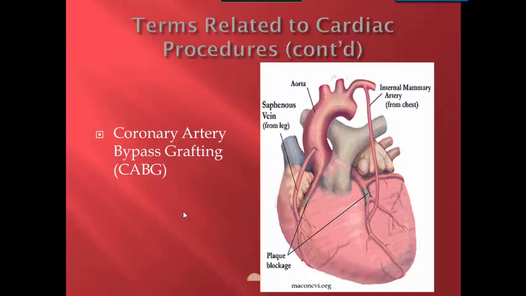Coronary artery bypass grafting: if you have blockages in your heart and we need to do surgery for it, we can take an artery that's already in the thoracic wall and attach it past the blockage. Or we can take a vein, usually from your leg, sew it onto the aorta and past where the blockage is in the heart to bring that blood flow. So coronary artery bypass grafting, or CABG.